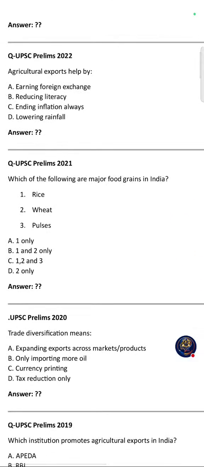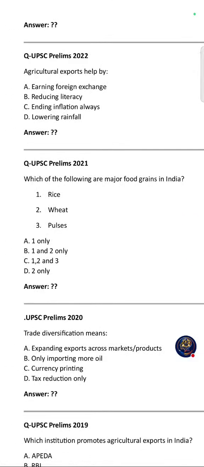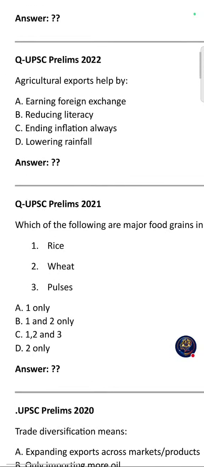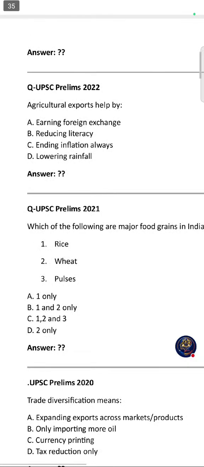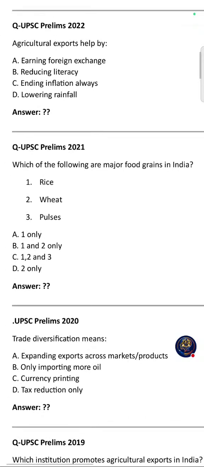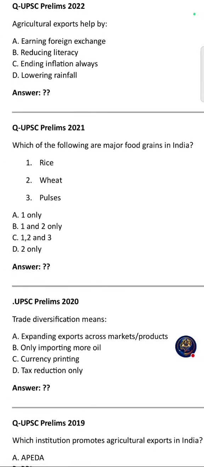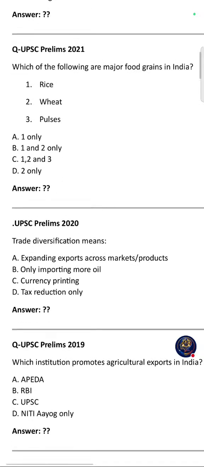Next, agricultural exports help by earning foreign exchange. Yeah, first option is correct. Which of the following are major food grains in India? Rice, wheat, pulses. Yeah, major food grains are rice, wheat, and pulses. All 3 are correct.